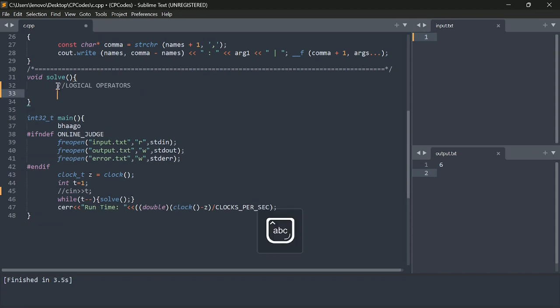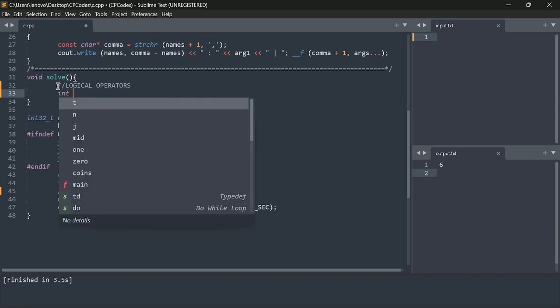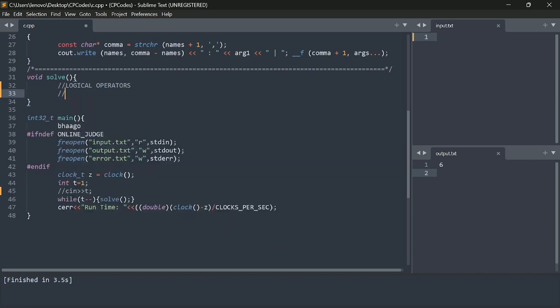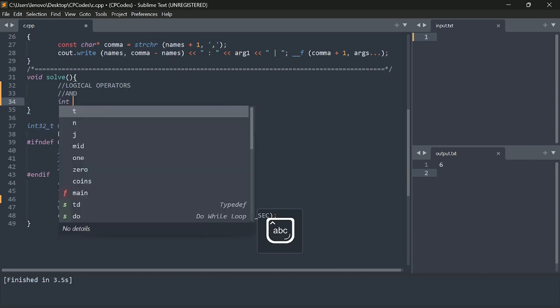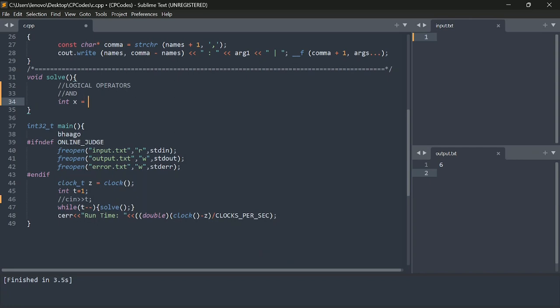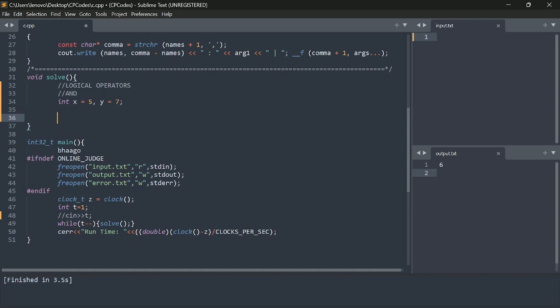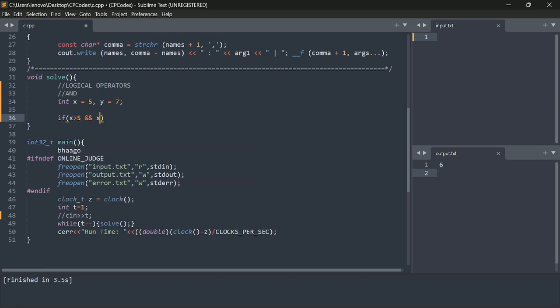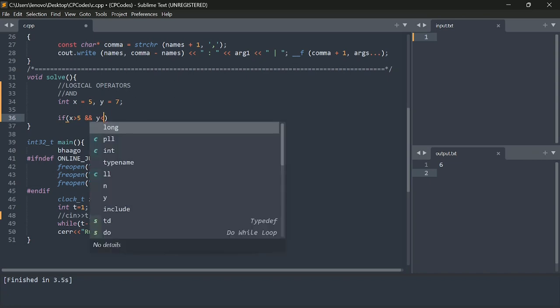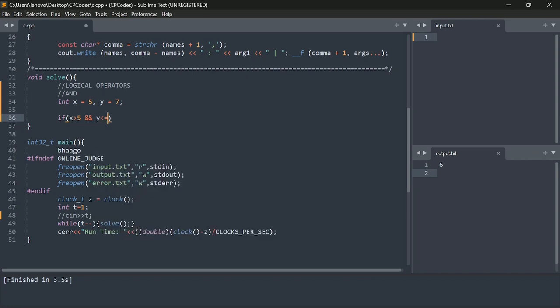Okay, so our very first logical operator is the AND operator. Let's define some conditions: x is equal to 5, y is equal to 7. Let's say I check if x is greater than 5 and y is less than or equal to 7.